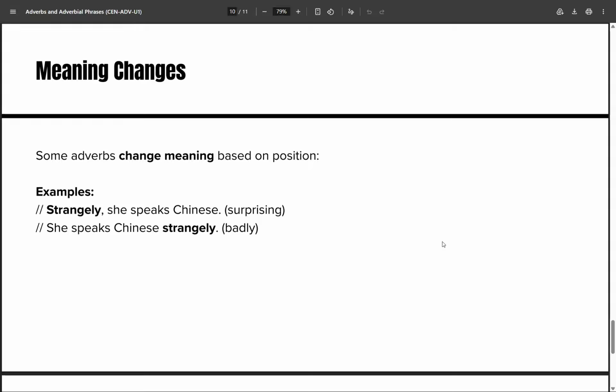And we should also talk about meaning changes, because some adverbs change meaning based on position. For example, strangely, she speaks Chinese. This is surprising. We did not know that she could speak Chinese. So this is surprising for us. But if I put it at the end, she speaks Chinese strangely, now it means badly. She speaks Chinese, but in a very bad way. Maybe she's not fluent enough. Okay?